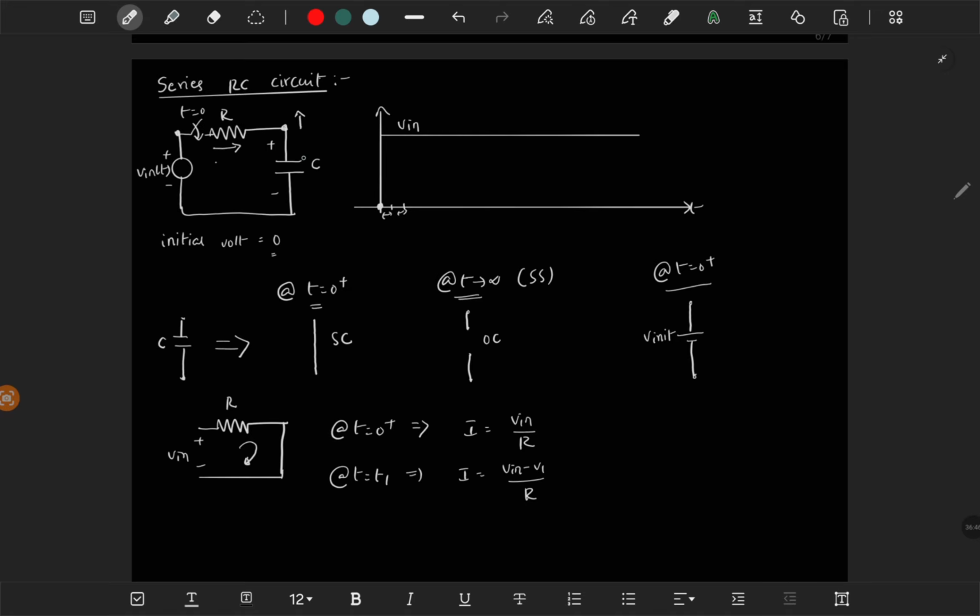Finally, at steady state, we represent it as an open circuit, right? So there is no current flow, so the drop across this resistor is 0, so the complete voltage will come across the capacitor. What I'm saying is, it starts charging from 0 to the input voltage after some time. This is called an exponential graph. So it starts charging exponentially. For any first order circuit you see, which has some combination of resistors and capacitors, all the currents and voltages are in the form of exponentials. So this is exponentially increasing.